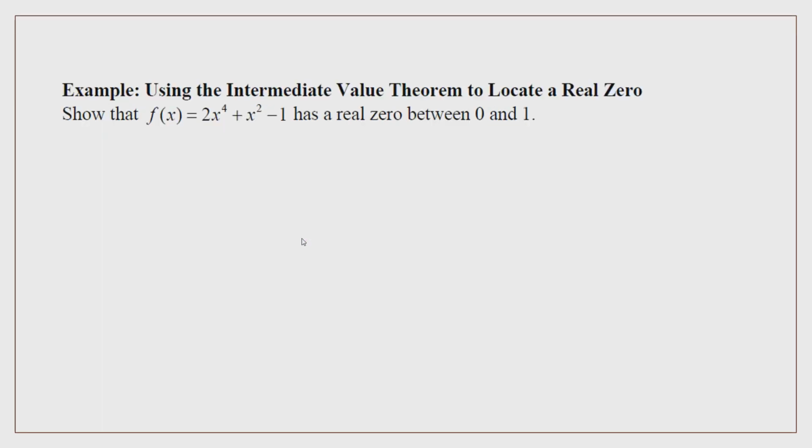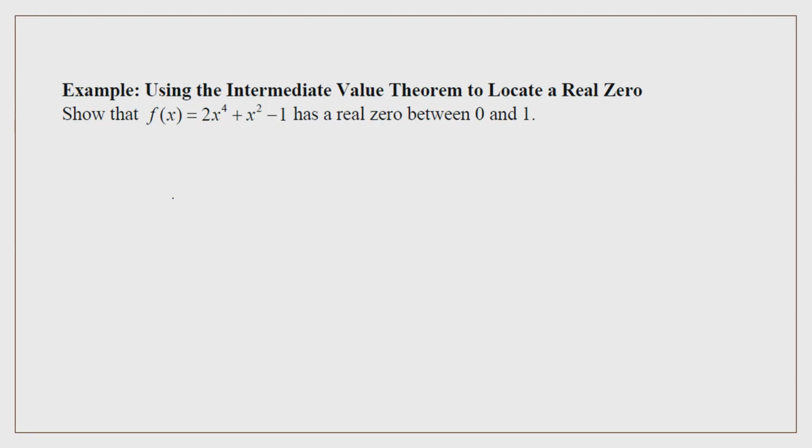So for this example, we're asked to show that f of x has a real zero between 0 and 1. Our f of x is 2x to the 4th plus x squared minus 1. To determine whether a real zero exists between 0 and 1, we're going to substitute in 0 and 1 into our function. We want to then look at their signs. If they are opposite signs, then we know that there's a real zero that exists.